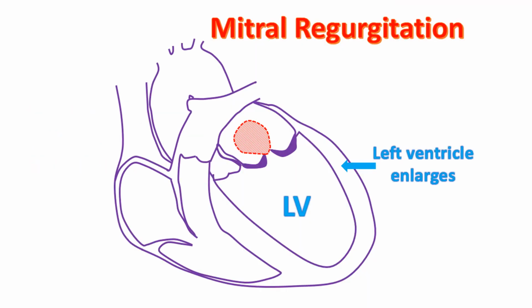Left ventricle and left atrium dilate, enlarge, gradually with increasing mitral regurgitation. As the left ventricle dilates, the mitral annulus, the fibrous ring to which the mitral valve is attached, enlarges and allows more regurgitation. This is why it is often mentioned that mitral regurgitation begets mitral regurgitation.